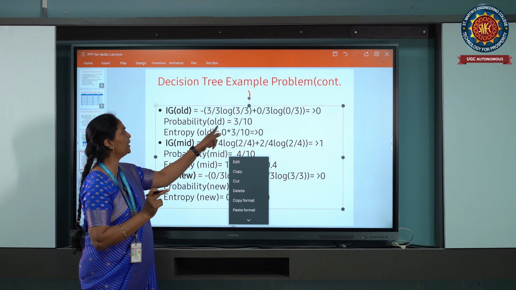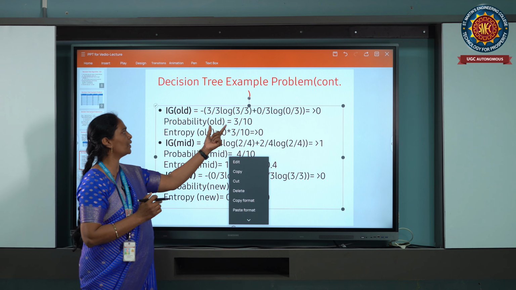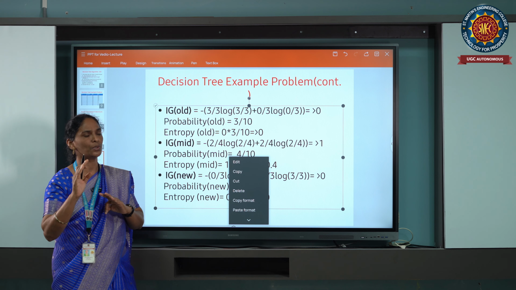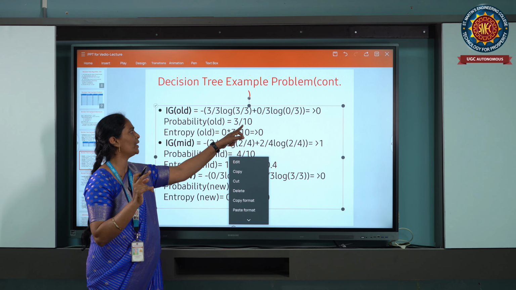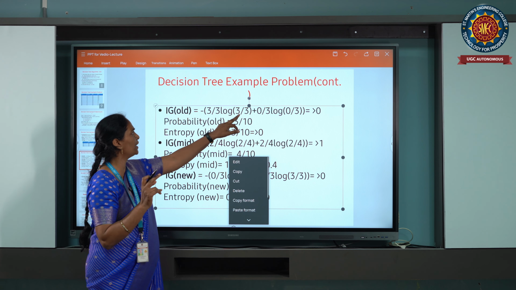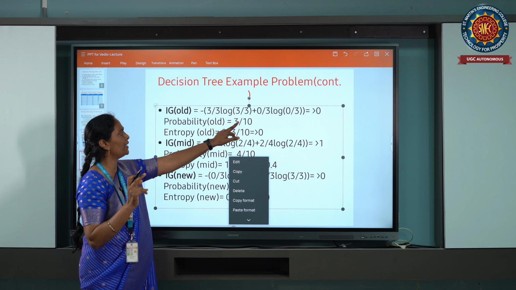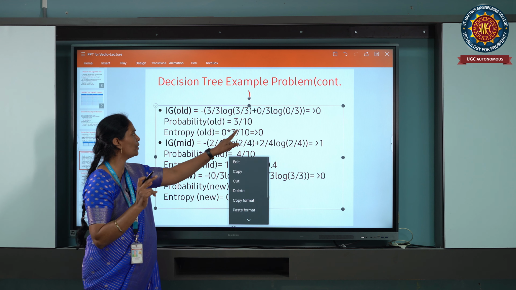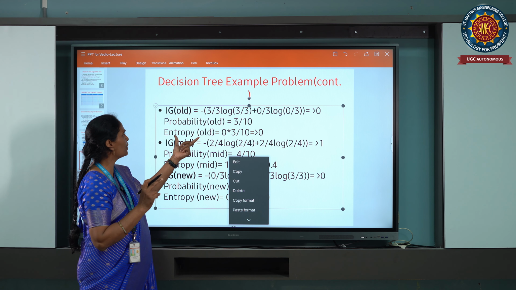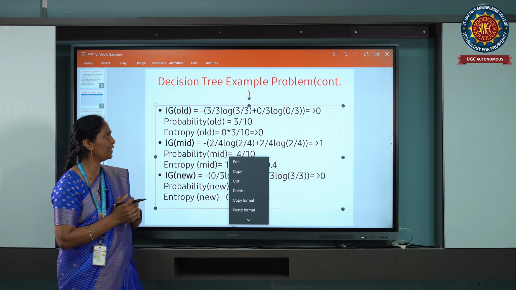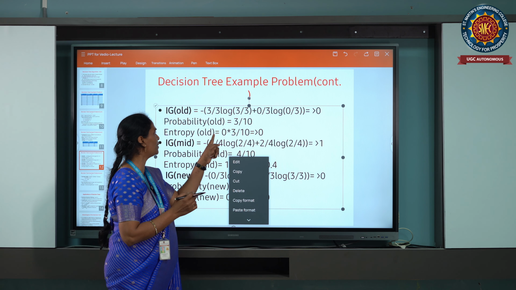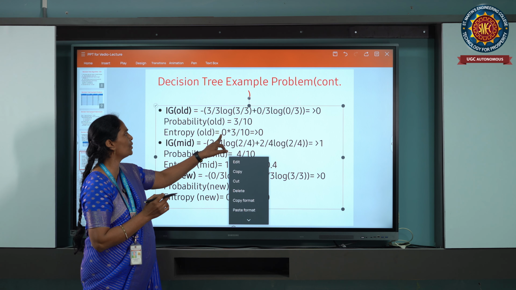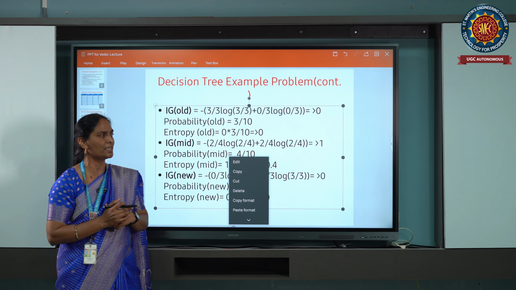Then the probability for old we want to calculate, so it will come to 3 by 10, because we have taken a total of 10 in the data set. From that, the count we have for old gives the probability, so 3 by 10. So we have to calculate the entropy for old here. The information gain is 0, and the entropy is the information gain times the probability. The probability is 3 by 10, so 0 into 3 by 10 gives 0 totally.